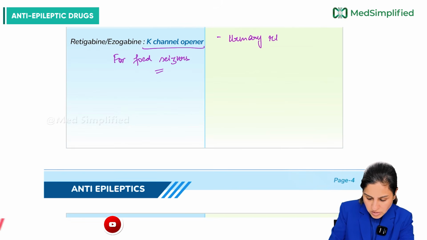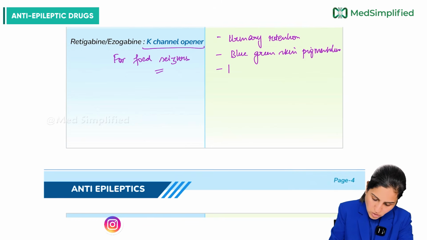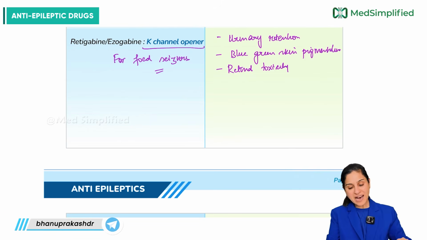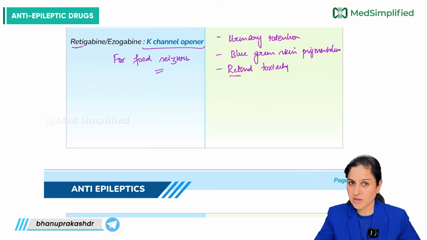urinary retention, it causes blue-green skin pigmentation, and it can cause retinal toxicity. So R for retigabine, R for retina. Okay, so at least this side effect you should know.